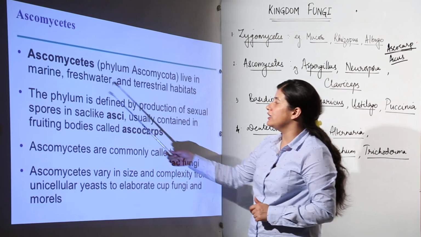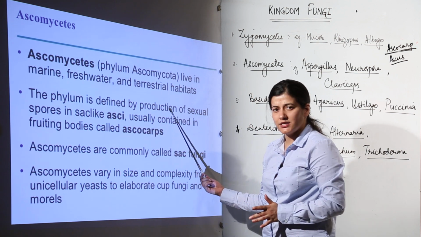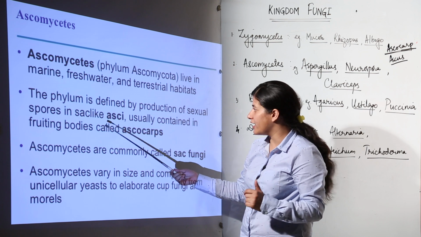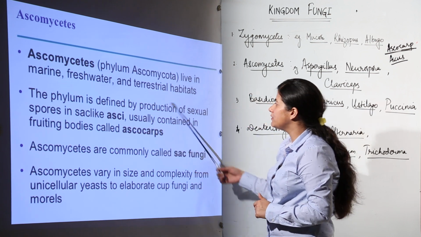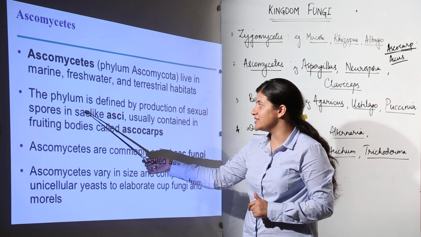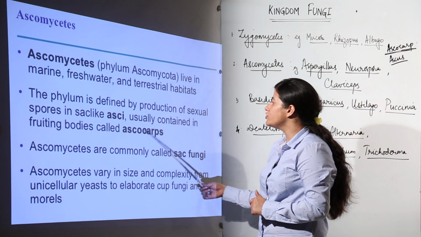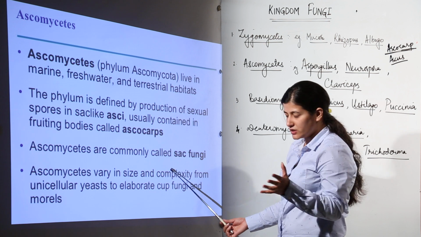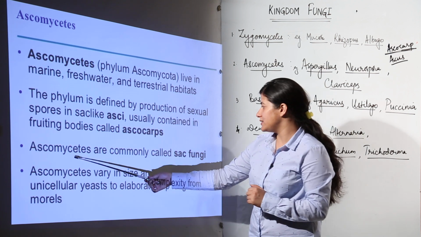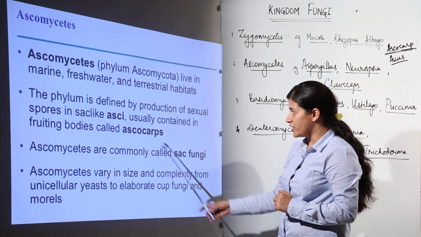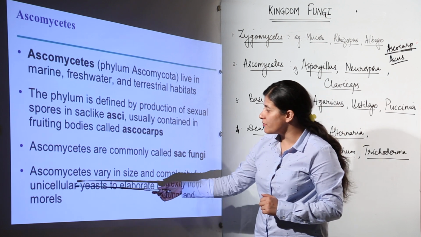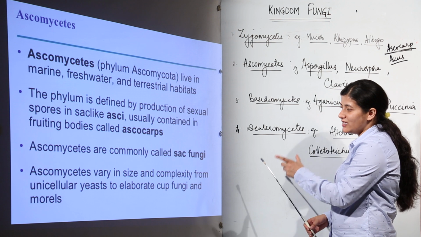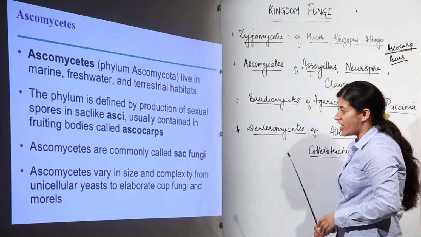Now let's see the characteristics. Ascomycetes live in marine, freshwater and terrestrial habitats, so we see that they are ubiquitous in their availability. The phylum is divided by production of sexual spores in sac-like asci, usually contained in fruiting bodies called ascocarps. As I told you, what are ascocarps? Ascomycetes are commonly called sac fungi because of these, and they vary in size and complexity from unicellular yeast to elaborate cup fungi and morels.